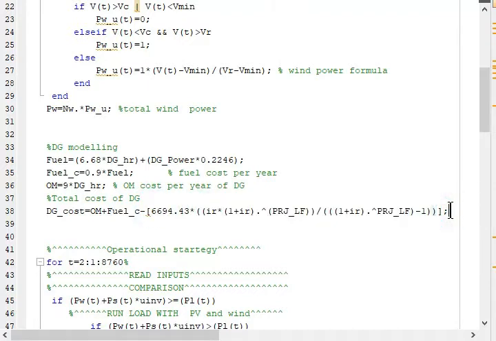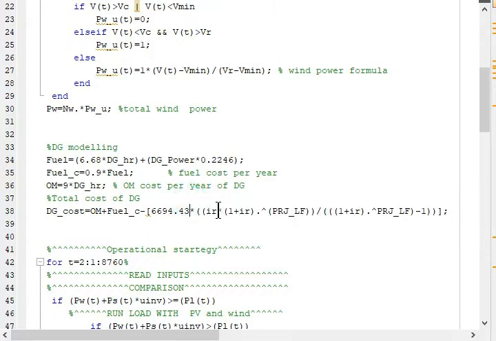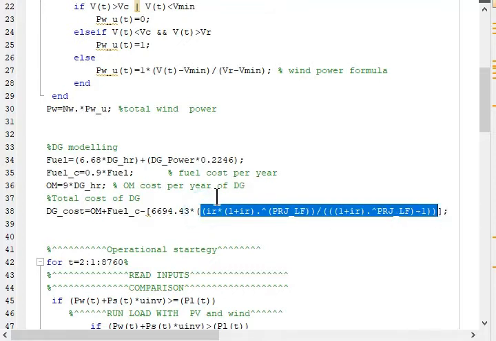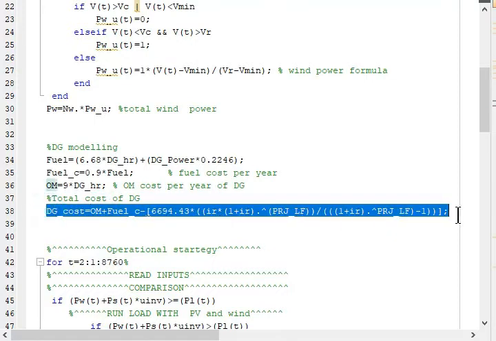We will discuss it tomorrow when we are discussing the cost of the overall project. So this is the equation: I into (1 plus I) raised to the power project life, divided by (1 plus I) raised to the power project life minus 1, where I is the interest rate. That is the capacity recovery factor. It means you are calculating the annualized factor of the total cost of this DG. So that will be the total cost of a DG per year.